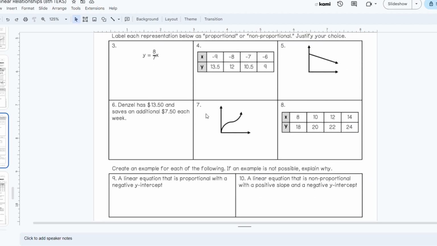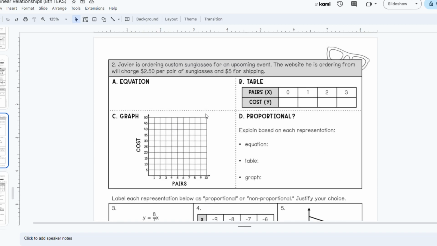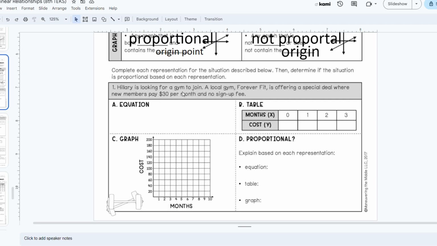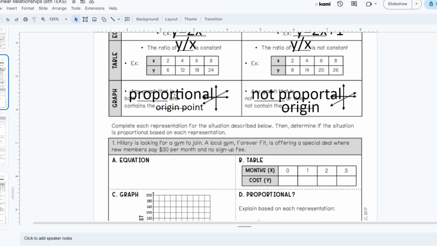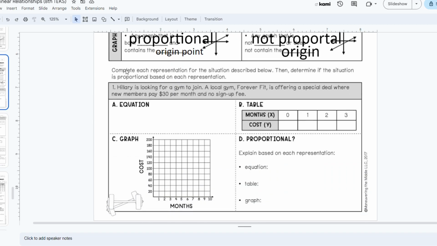All right. So this says, is this the, oh, okay. This is the end of the first page. Complete each relationship for each situation described below, then determine if the situation is proportional based off the representation. So read the thing, say if it's proportional or not.